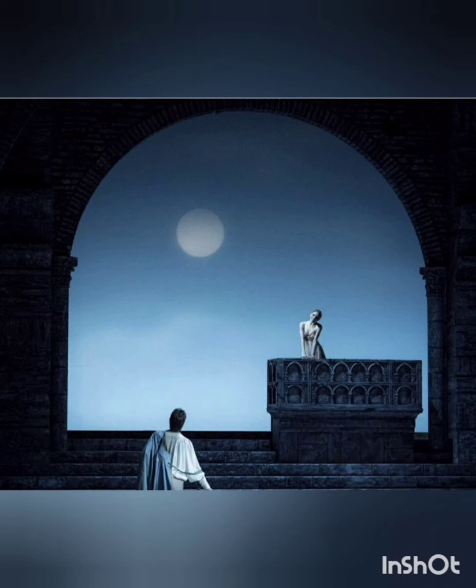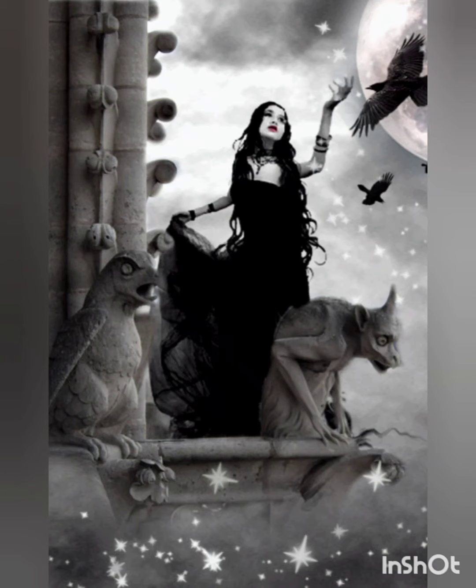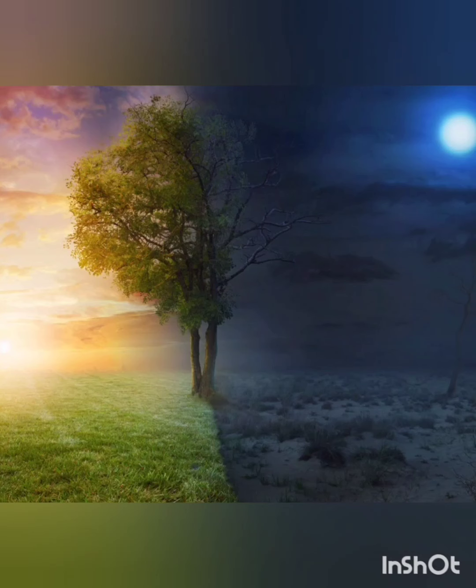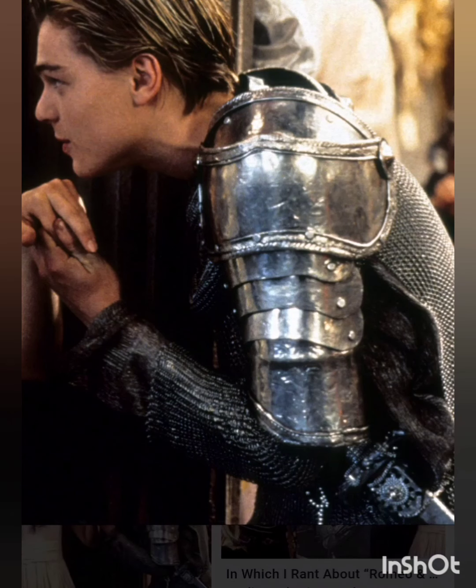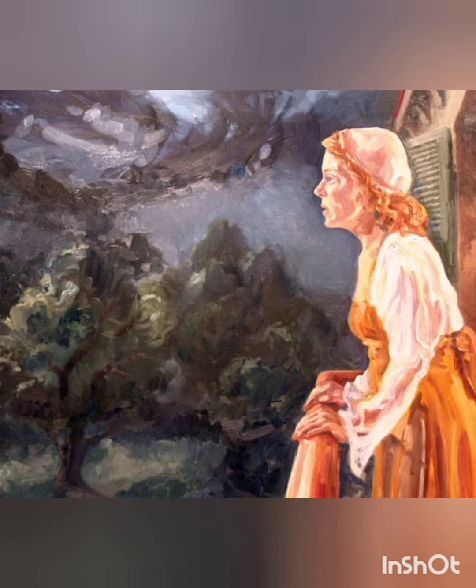Juliet begins her soliloquy. Come night, come Romeo, come thou day and night, for thou wilt lie upon the wings of night, whiter than new snow on a raven's back. She invites night and Romeo. She compares Romeo to day and night. She is so enraptured by his charm that she imagines him to be coming on the wings of night, whiter than new snow on a raven's back. These words speak of Juliet's eagerness to meet her soulmate Romeo.